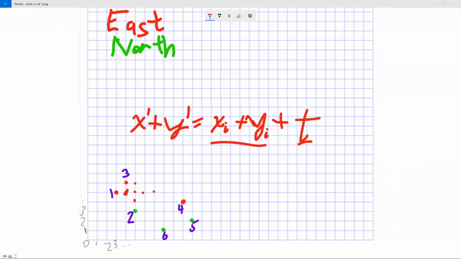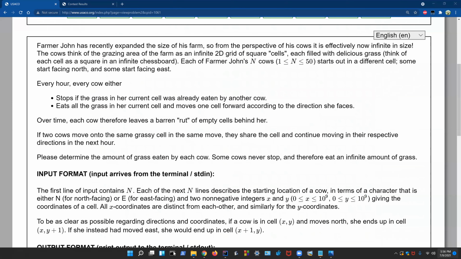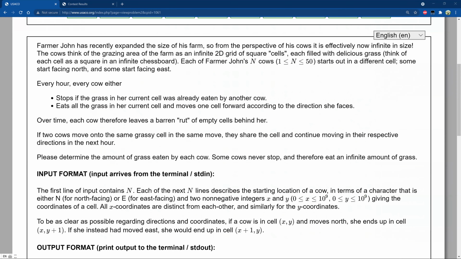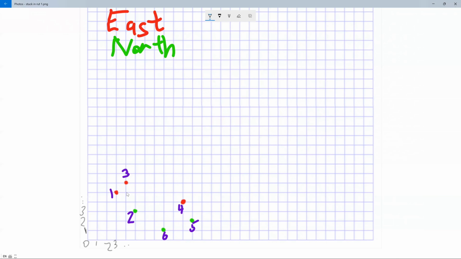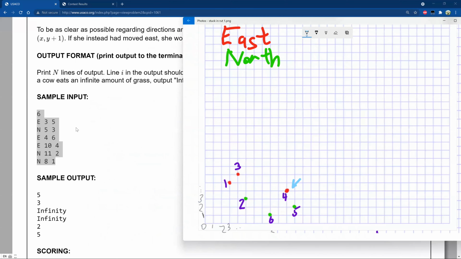All right, and if you get stuck, here's another hint that might help. Let me undo all these. Can't undo. All right, then I guess let me open it again. Like this. Okay, so this cow has the largest X plus Y. Cow number 4 has the largest X plus Y.